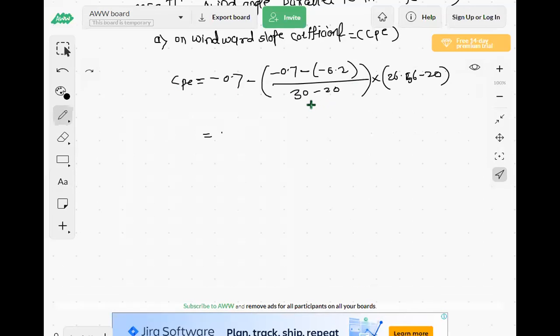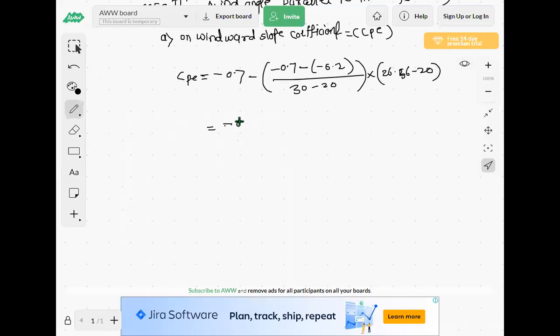Point 37. I got the answer in chat box, minus 0.37. Others please.